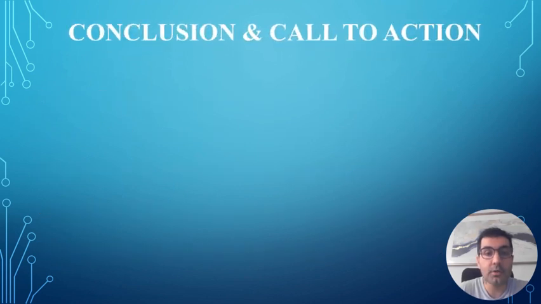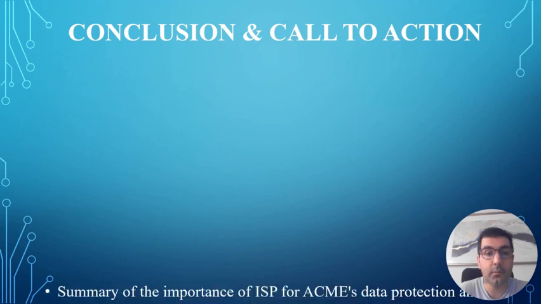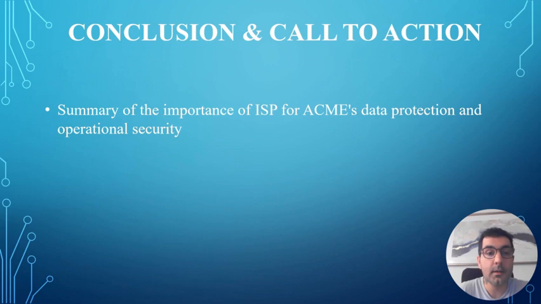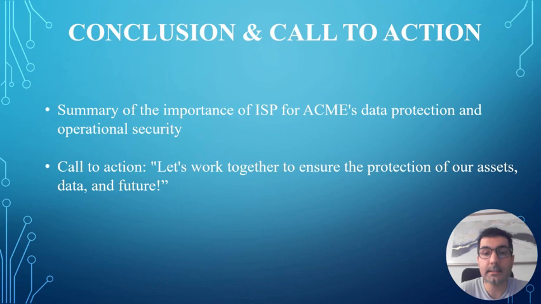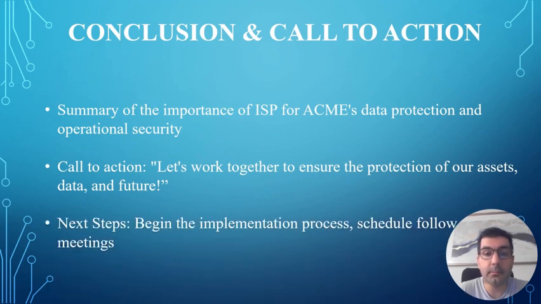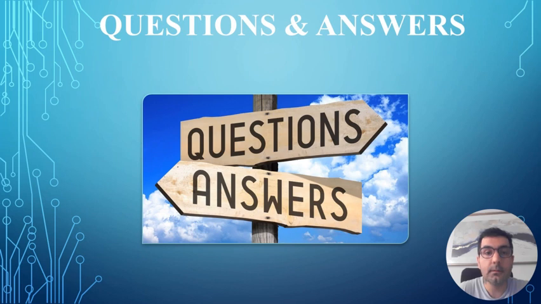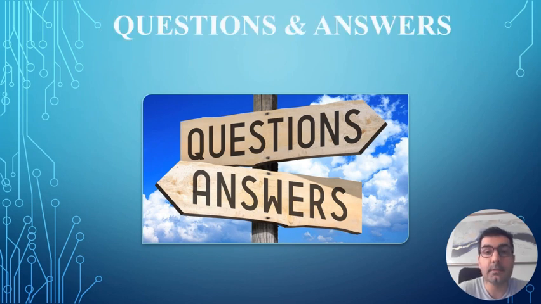The success of the information security plan is vital for protecting ACME's data and ensuring operational security. Key performance metrics help measure how well the program works and promote ongoing improvement. By focusing on these key metrics, ACME can protect its assets, data, and future. Let's work together to ensure the company stays secure and successful. Our next step will be to implement the process and schedule follow-up meetings to review progress and improvements. Thank you, everyone. Let's work together to make ACME secure and successful.